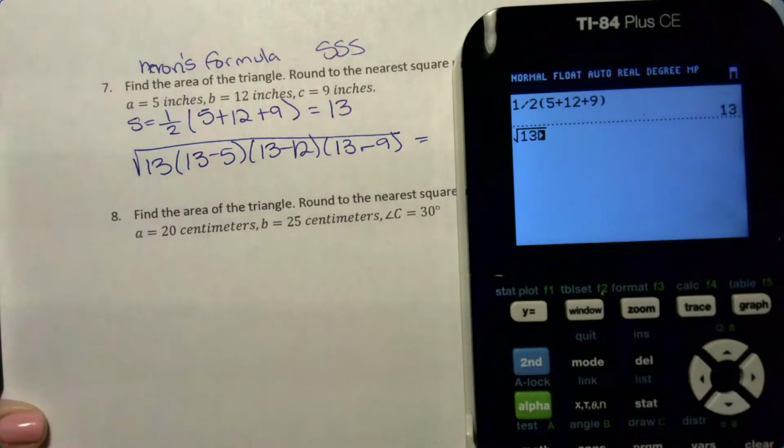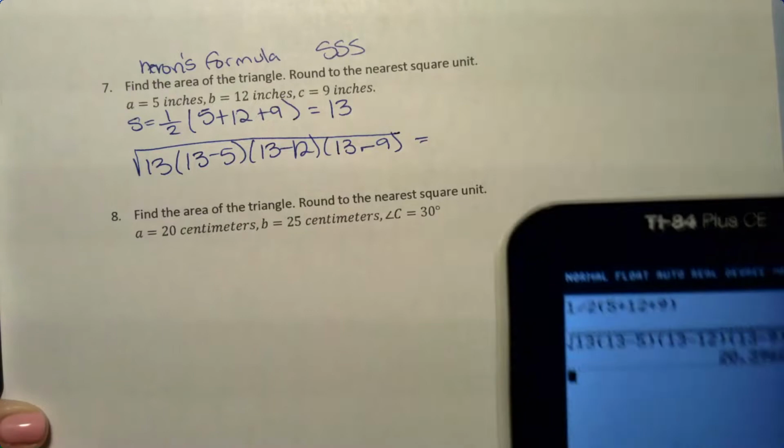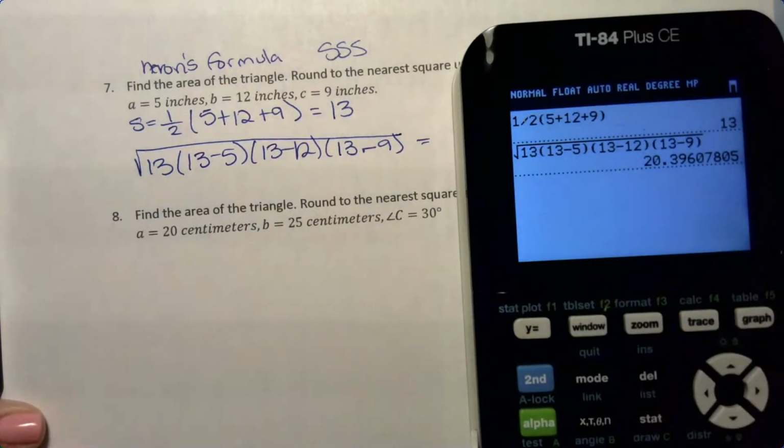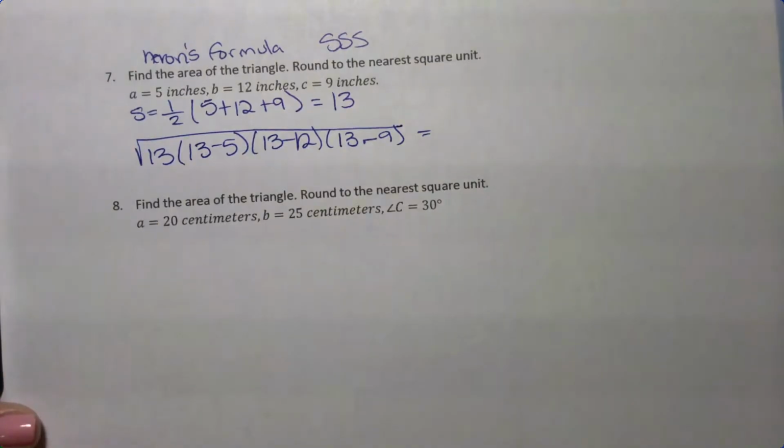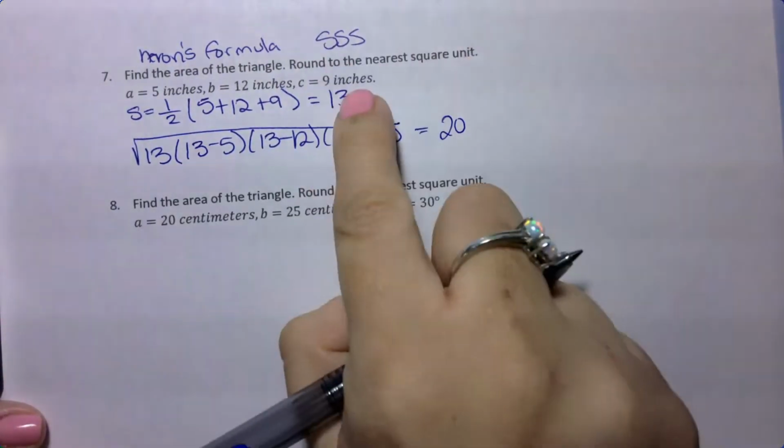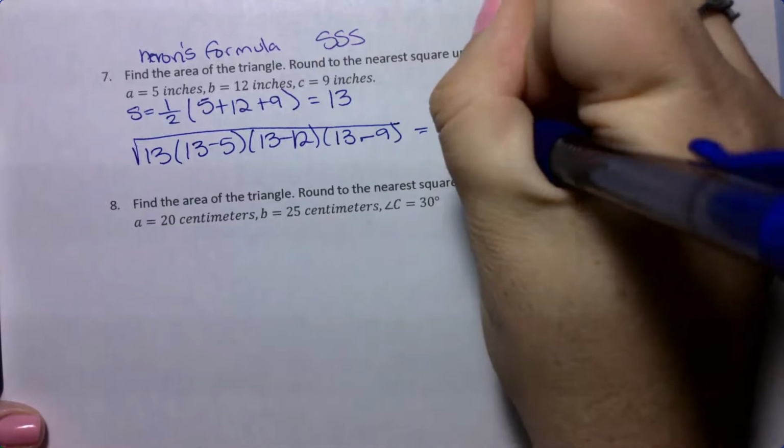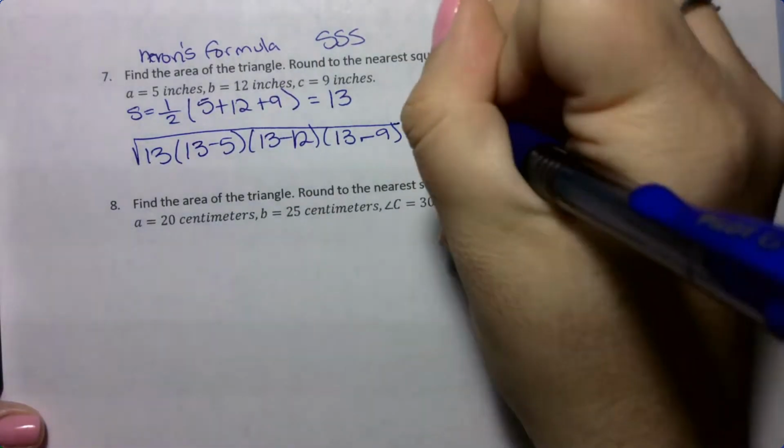So 13 times 13 minus 5, times 13 minus 12, times 13 minus 9. What does it want me to round to? The nearest square unit, so whole number. This is going to be 20. And then I actually have units here. Inches, because I'm in area, squared.